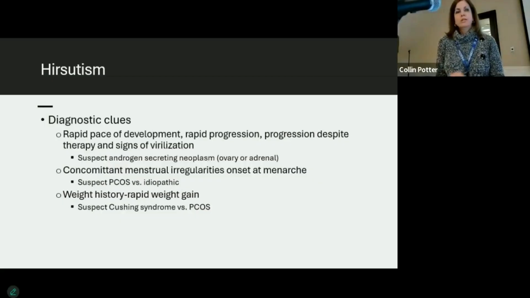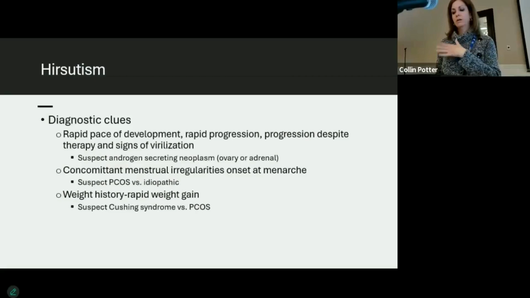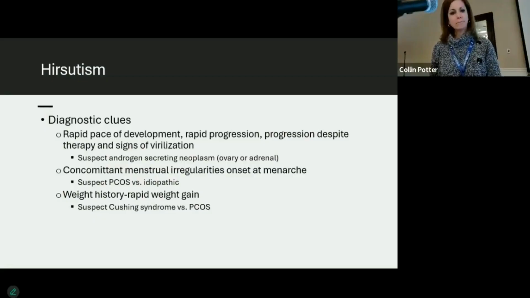You really are only going to see that frank virilization, I think, in androgen producing tumors, or something, I don't know if you guys have heard this term before, ovarian hyperthecosis. So in a patient greater than 30. That's where you would typically see those.